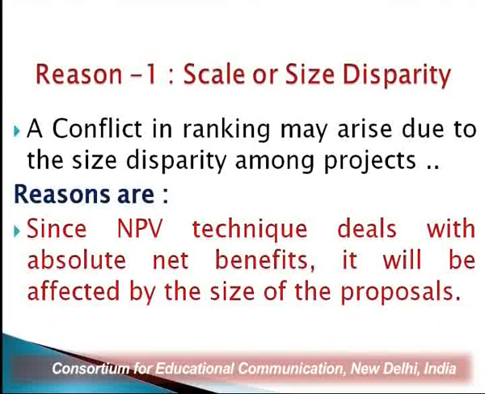And when the size disparity is there, the question comes, what is the role of size? It actually comes from the very basic nature of these two methods. If you look at the NPV technique, we calculate net present value. We are taking the benefit and cost of the proposal, the present value of cash inflow and the present value of cash outflow, and these are compared to arrive at net present value. So net present value is giving you the absolute value of benefit. It is telling you that if you take up this project, it is going to give you this much absolute net benefit, because NPV is present value of cash inflow minus present value of cash outflow.